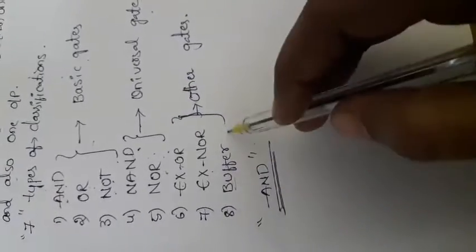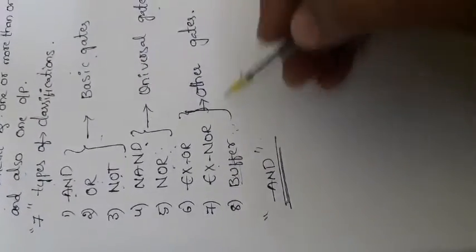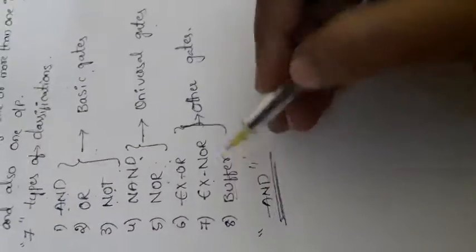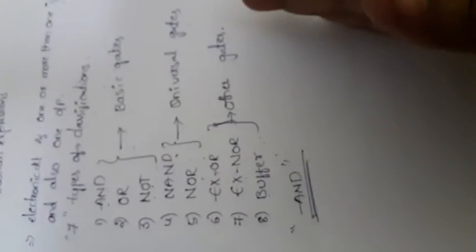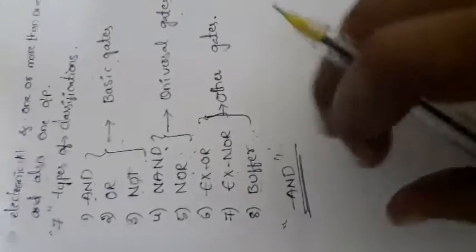Okay, and buffer is related to the normal gate. Whatever input we give is equal to the output only. That means whatever we apply at the input, that exactly is present at the output side. Okay, so now we'll see each gate one by one.